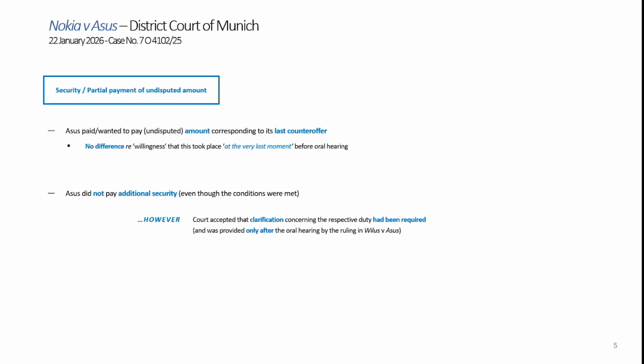guidance that the court had provided, also in a previous opinion that had been published before these rulings here, it said that it was crystal clear only when the court had published its Willis versus Asus decision, which, however, had taken place only after the oral hearing in the present case. So the court accepted that it might have been a bit confusing, if we want to put it in simple terms, for Asus, how far its duty went, and therefore excused, in a sense, the fact that Asus did not pay this additional security in the present case, although it actually should have done. So that was the decision of the court here regarding the security payment.